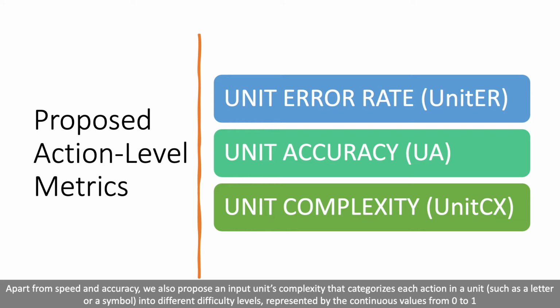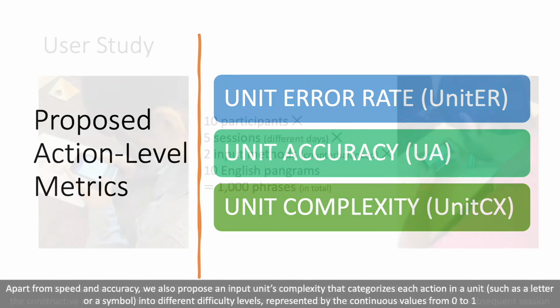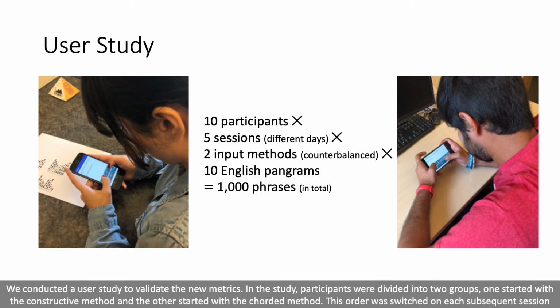Apart from speed and accuracy, we also propose an input unit's complexity that categorizes each action in a unit, such as a letter or a symbol, into different difficulty levels, represented by continuous values from 0 to 1. We conducted a user study to validate the new metrics. In the study, participants were divided into two groups. One started with the constructive method and the other started with the chorded method. This order was switched on each subsequent session.